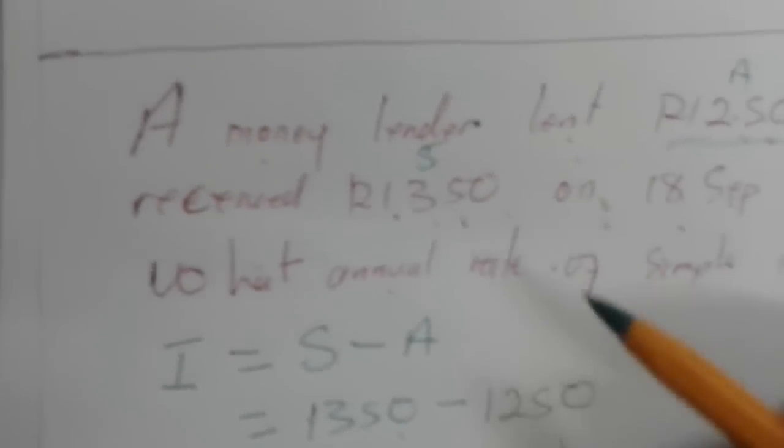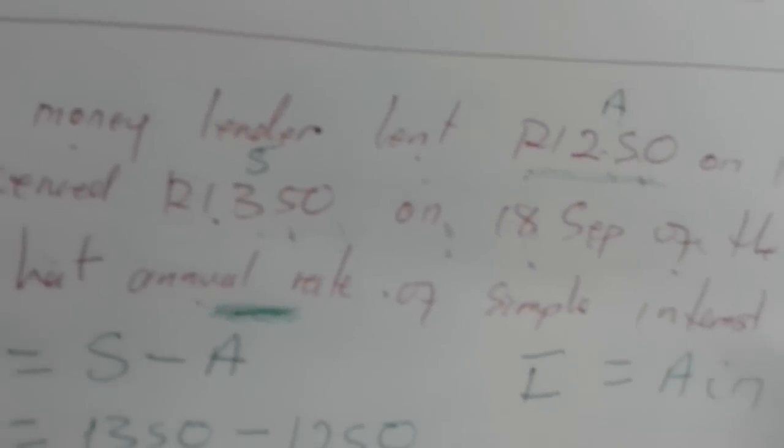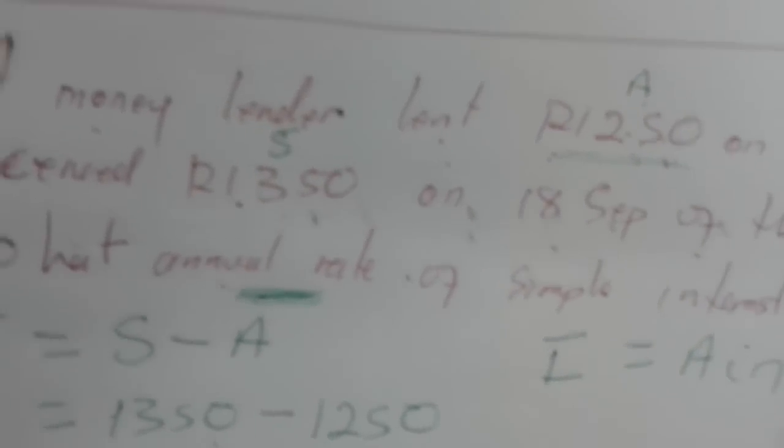Yes. So we know that my interest is 100, but we also know that interest is equal to AIN. But now let's see. The question is asking us to calculate the interest rate, right? What annual? Again, annual, right? So quickly, let's see here. Now there is a slight problem. Your N is not as simple as 2 or 3 or 4, but it is in days. Do you see that?